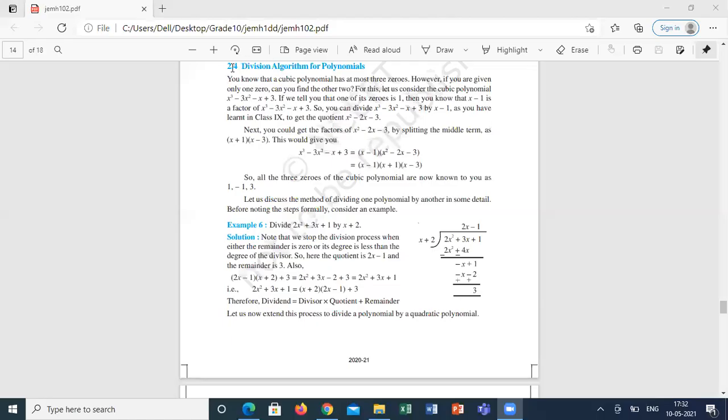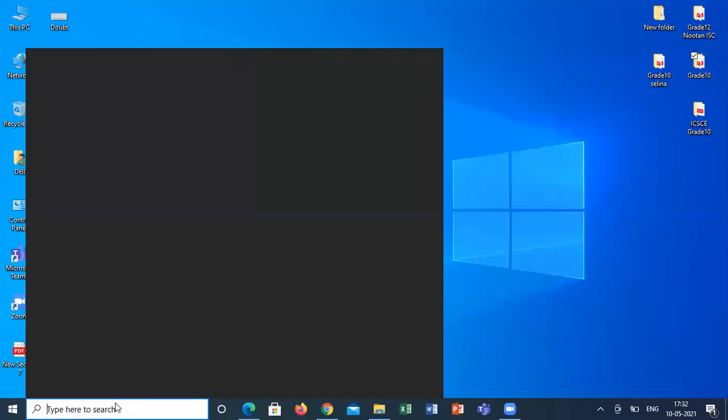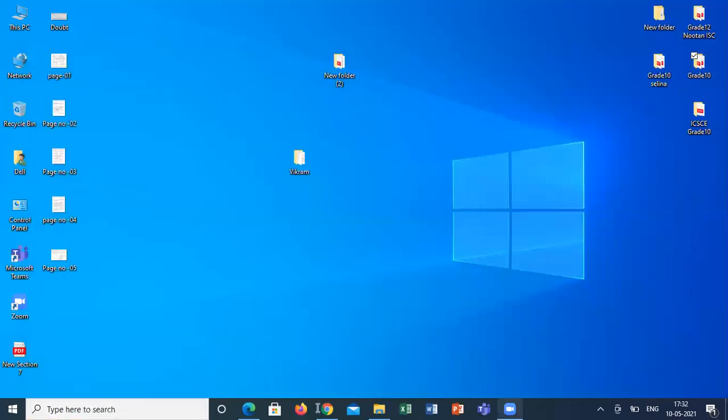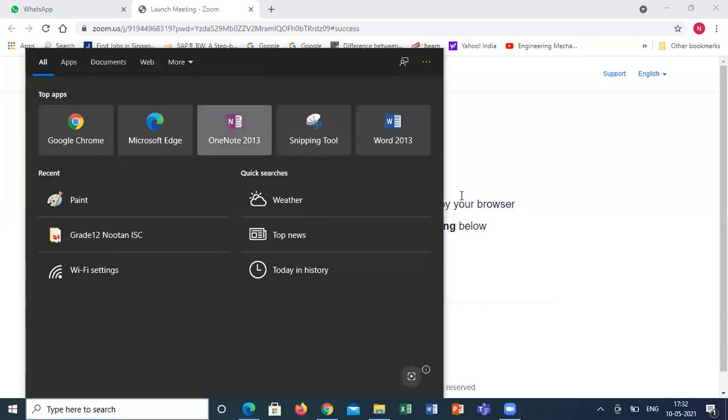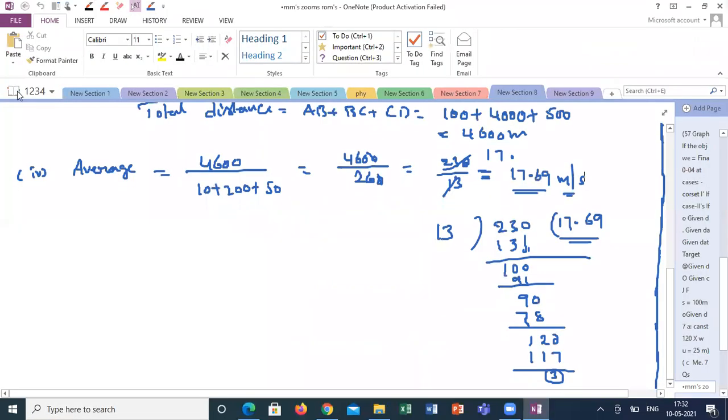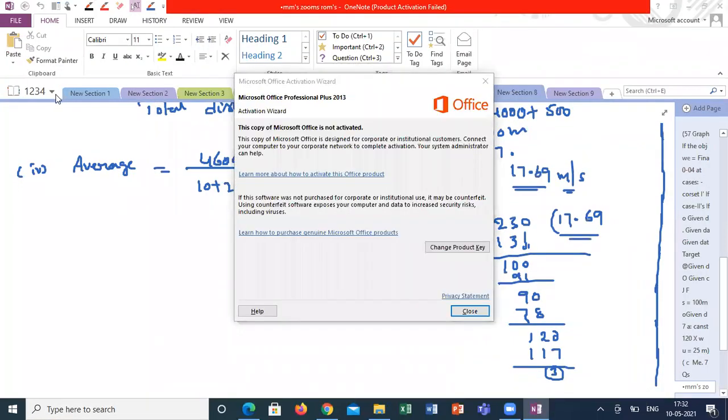Suppose I'm sharing the screen, guys. We are going to discuss the division algorithm for polynomials today. One second. Meanwhile, think over the condition. What is the condition to divide an equation with another equation? And what is the division algorithm for numbers?